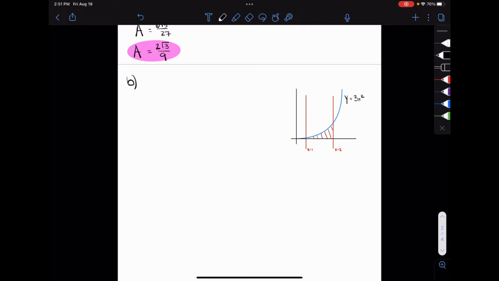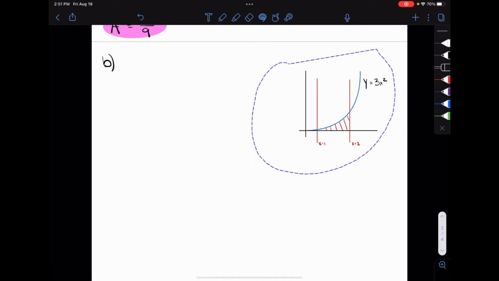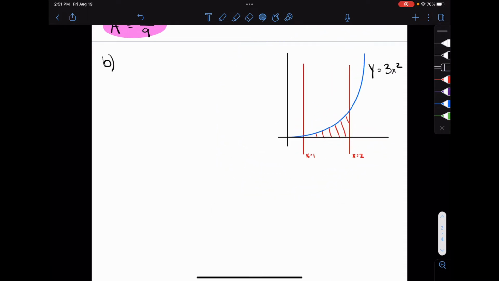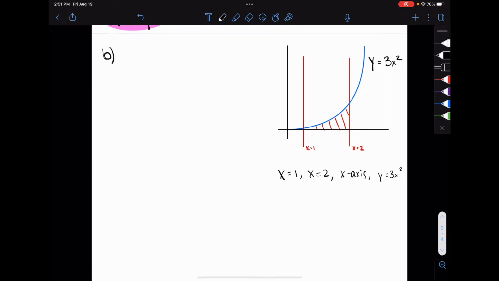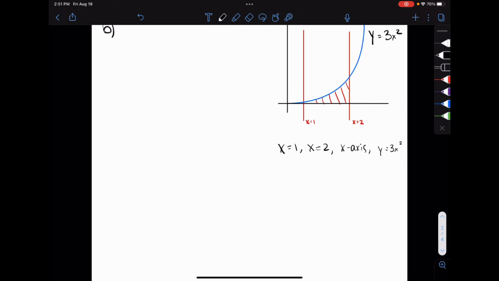we're going to go through the same thing, except our boundaries are now the x equals 1 line, the x equals 2 line, the same curve, and the x-axis. So we're working with x equals 1, x equals 2, x-axis, and y equals 3x squared. So we're finding the area once more. So we're going from not x equals 0, but x equals 1 to x equals 2, which is pretty simple.